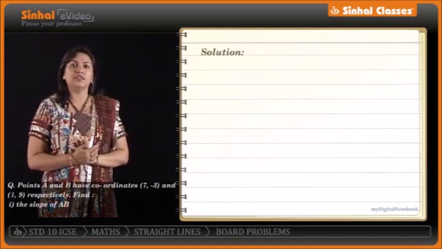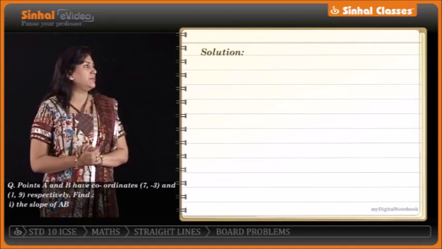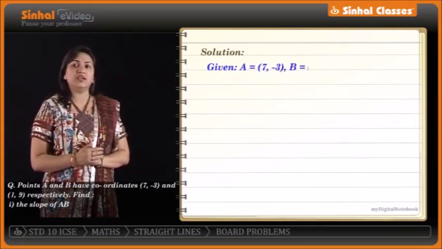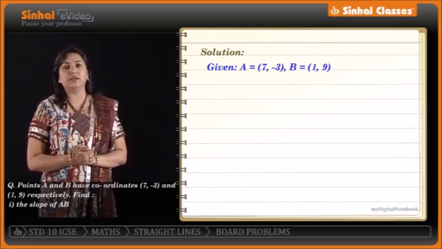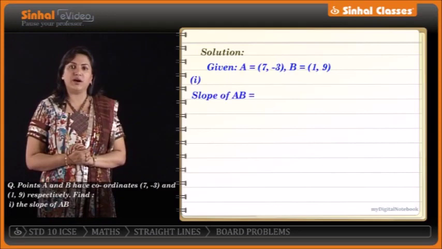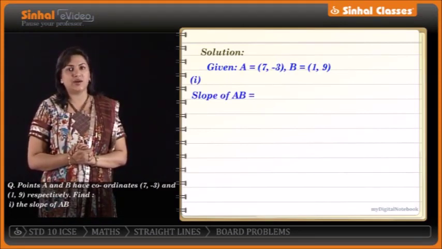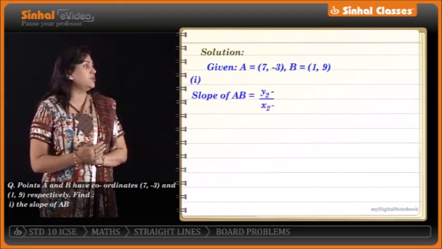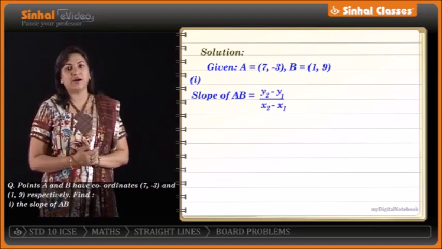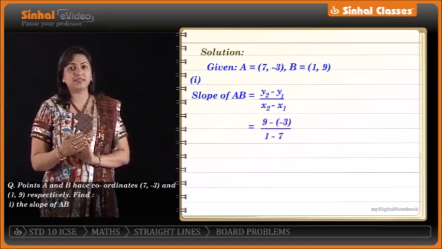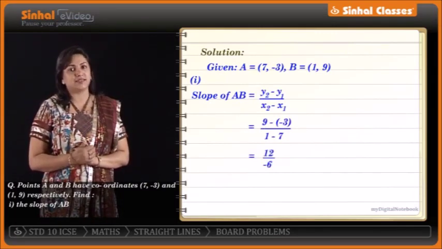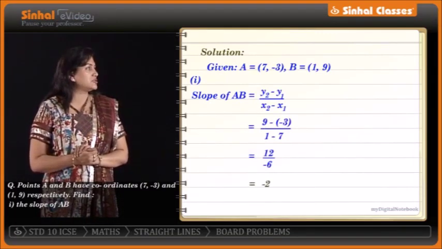Now we are given the 2 points A and B with their coordinates as (7, -3) and (1, 9). Now slope of AB will be (y2 - y1) upon (x2 - x1), which is equal to (9 - (-3)) upon (1 - 7), that is 12 upon -6, which gives us -2.